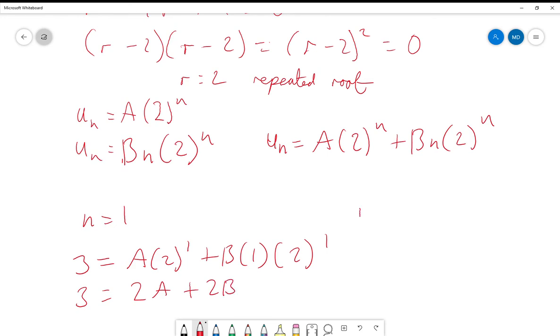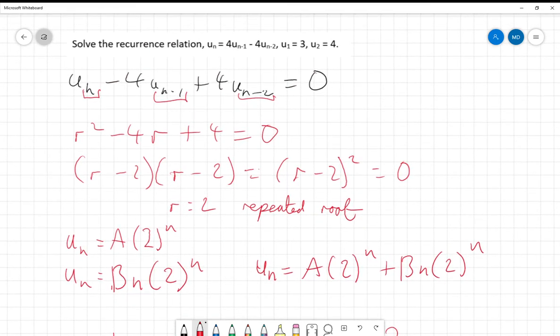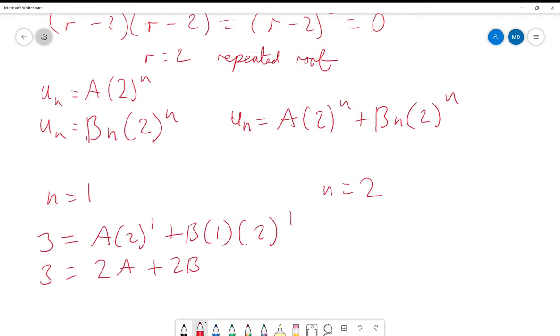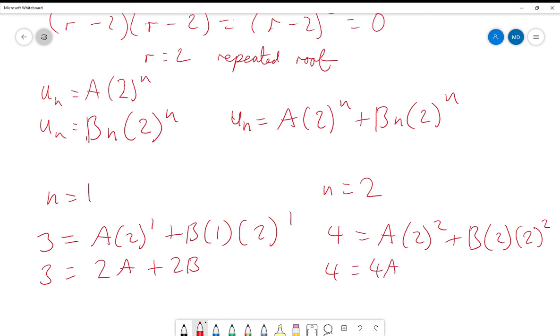And then we're going to try n equals 2. Going back to the top, we can see that u2 is 4, and so we get 4 is equal to a multiplied by 2 to the power of 2, because remember our n is 2, plus b times 2 times 2 to the power of 2. And that gives us 4 is equal to 4a plus 8b, and be careful about that.